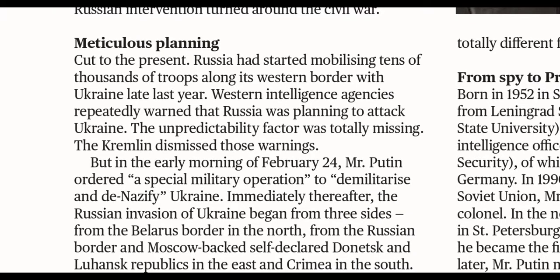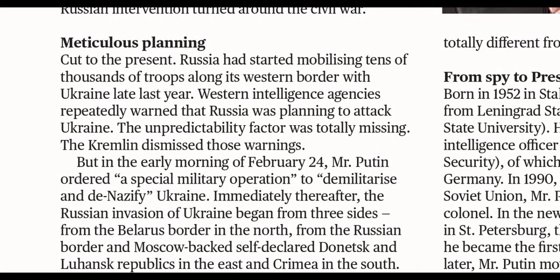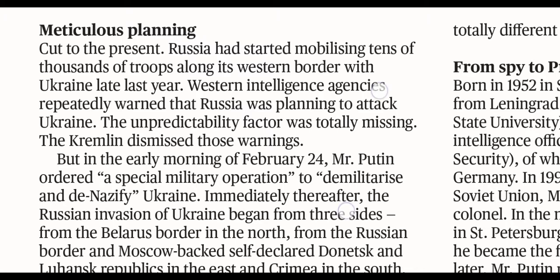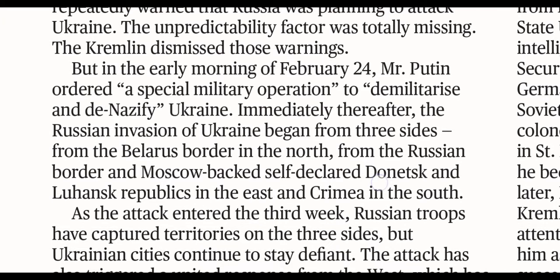Cut to the present. Russia had started mobilizing tens of thousands of troops along its western borders with Ukraine late last year. Western intelligence agencies repeatedly warned that Russia was planning to attack Ukraine. The unpredictability factor was totally missing. The Kremlin dismissed those warnings.